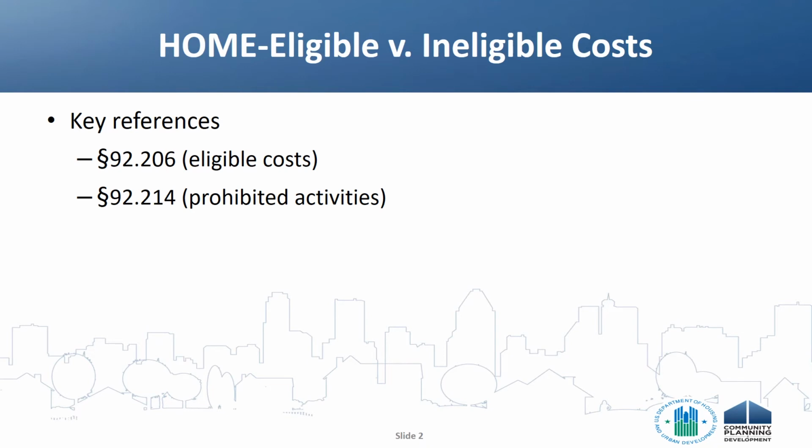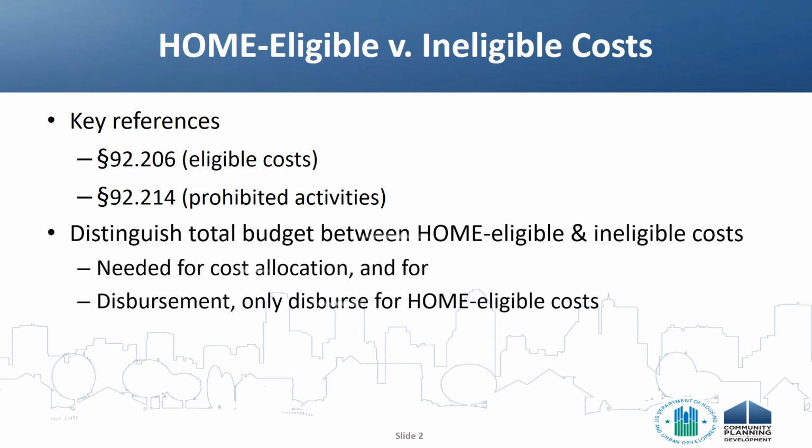While home is a highly flexible source of project funding, the regulation requires that home funds only be dispersed towards home-eligible costs, which are outlined in Section 92.206 of the Home Final Rule. Section 92.214 also identifies a range of specifically prohibited activities and costs that cannot be paid for with home funds. Delineating a project's total cost between home-eligible and ineligible items then serves two purposes.